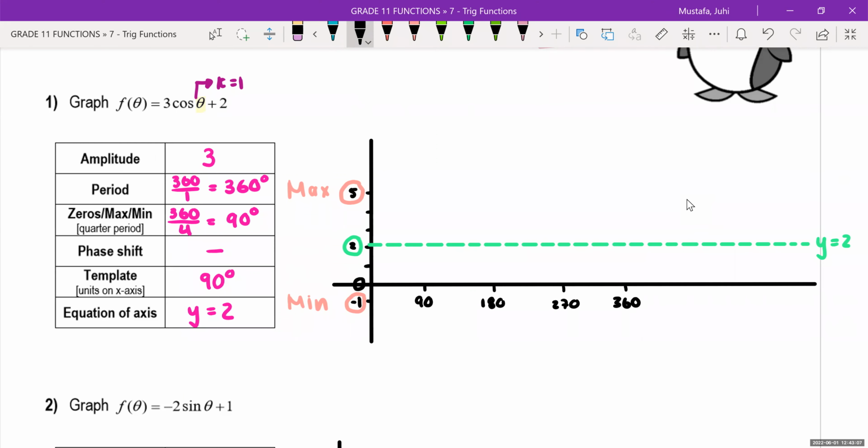All right, now, how do I know what shape I need to draw for my graph? Word cosine or sine? I see the word cosine, and that tells me the shape is going to look like this. So it's basically going to start at the maximum. It's going to go to the equation of axis. It's going to go to the minimum, back to the equation of axis, and then all the way back to the maximum. Okay, so let's draw that out.